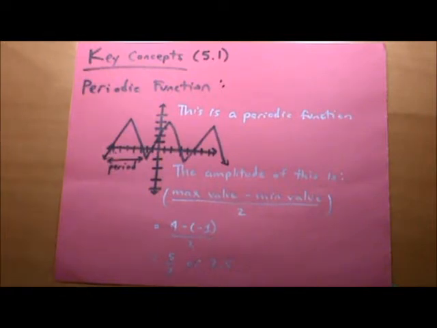The next part that I want you to know is how to calculate the amplitude of any periodic function. The formula is the maximum value minus the minimum value, all over 2. So in this function, the maximum value is 4 minus the minimum value, which is -1, all over 2. This will give you 5 over 2, or 2.5.